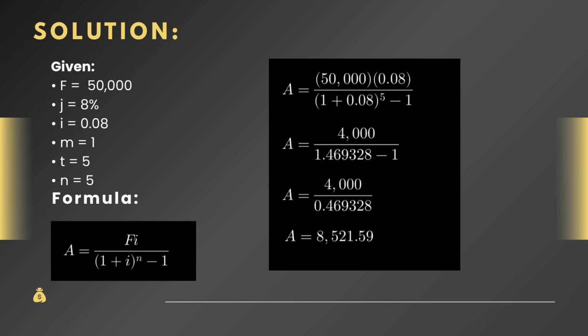Here, our F or the future value is 50,000. J is 8%, I is 0.08 since it's compounded annually, and N is 5 years. Using the same periodic deposit formula, A equals F times I divided by 1 plus I raised to N minus 1. In solving this, the company needs to deposit approximately 8,521 and 59 cents each year.